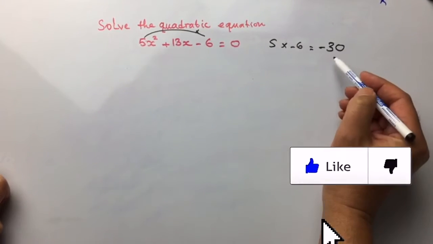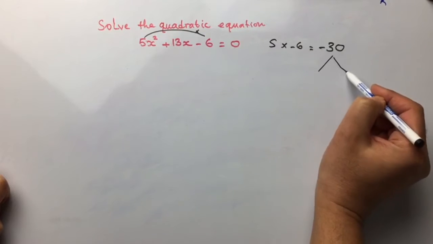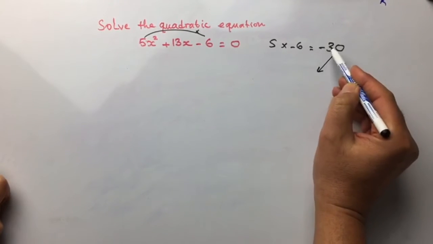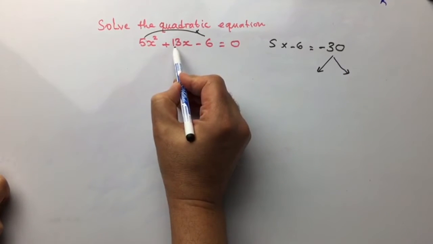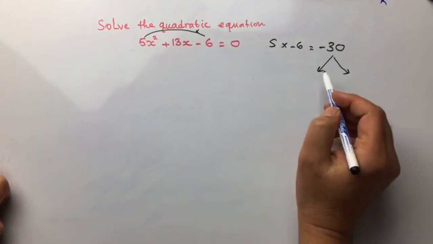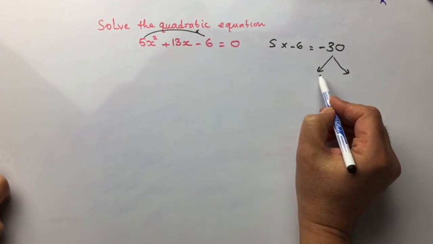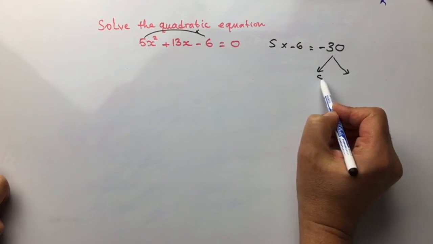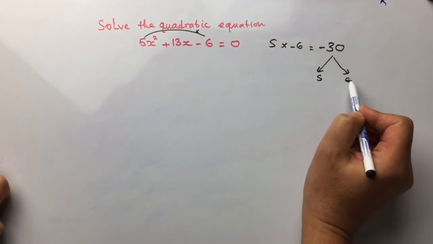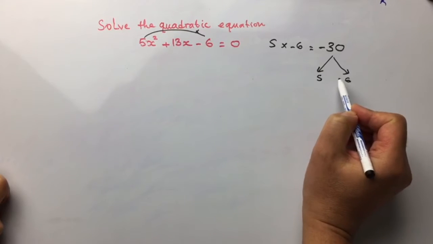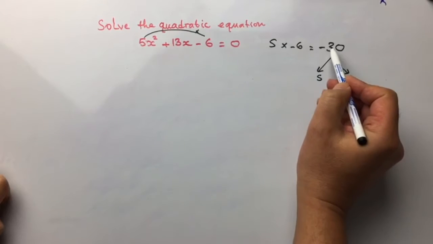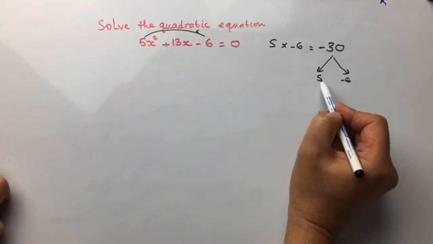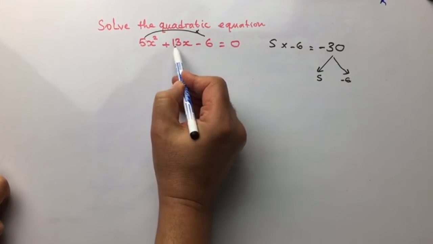Then you have to find two numbers. When you multiply them, you get minus 30, and when you add them, you should get 13. So the two numbers could be 5 and 6. If you do 5 times 6, or 5 times minus 6, or minus 5 times 6, you will get 30, but when we add these two numbers, you can never get 13.